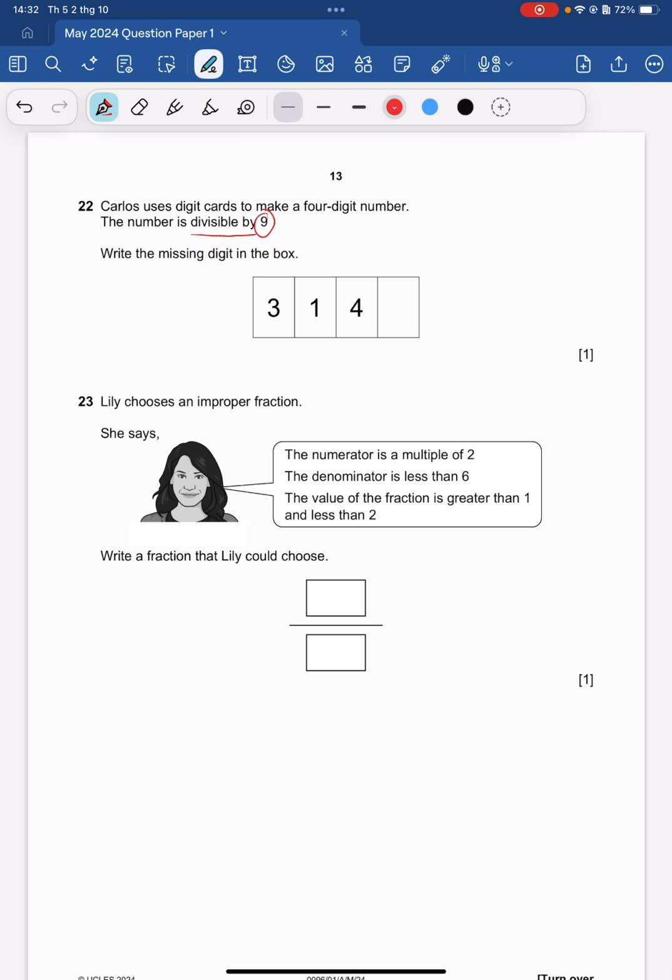Okay, choose an improper fraction. The numerator is a multiple of 2. The numerator, the top number, is a multiple of 2 and less than 6. The value of the fraction is greater than 1 and less than 2.